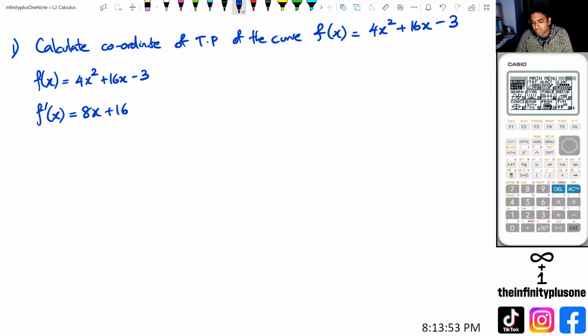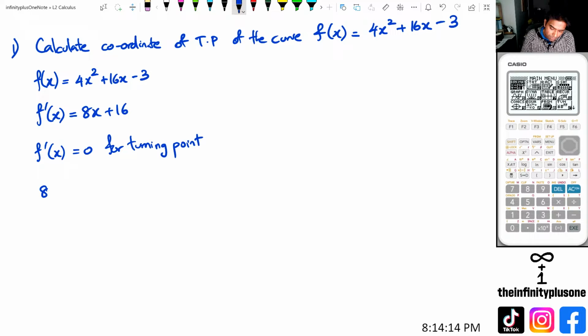Now, it's important that you put down f dash of x equals 0 for turning point. A statement like this is really good habit, because you want to tell the marker that you actually know what you're doing and are not just blindly setting a gradient equation equal to 0. So we've got 8x plus 16 equals 0.